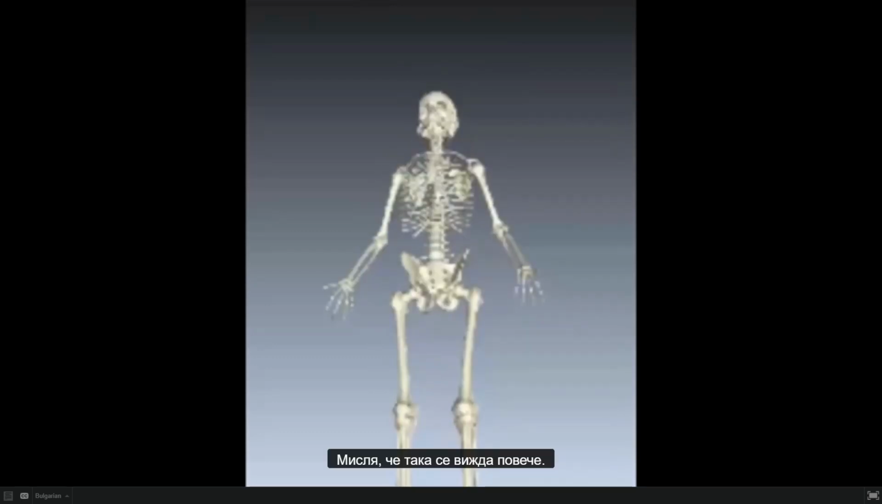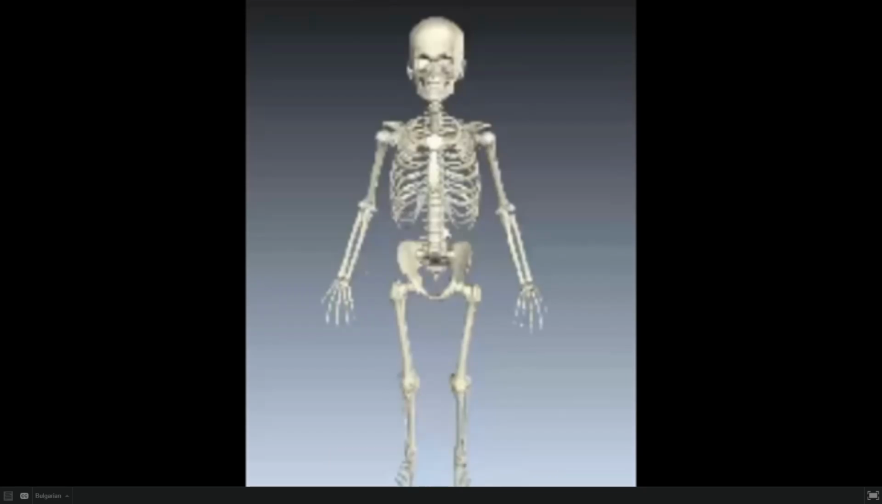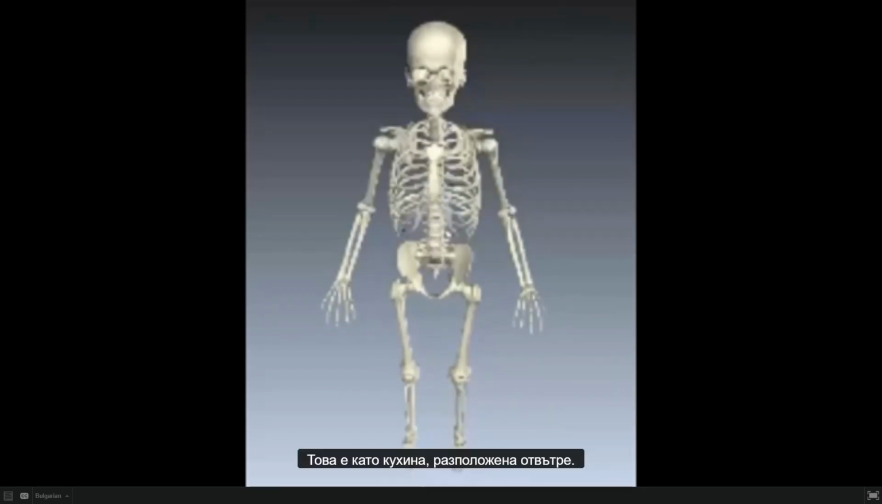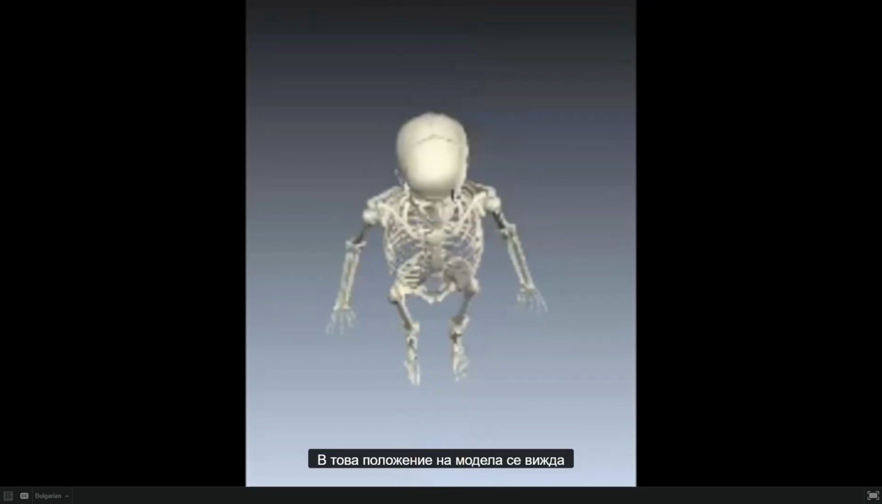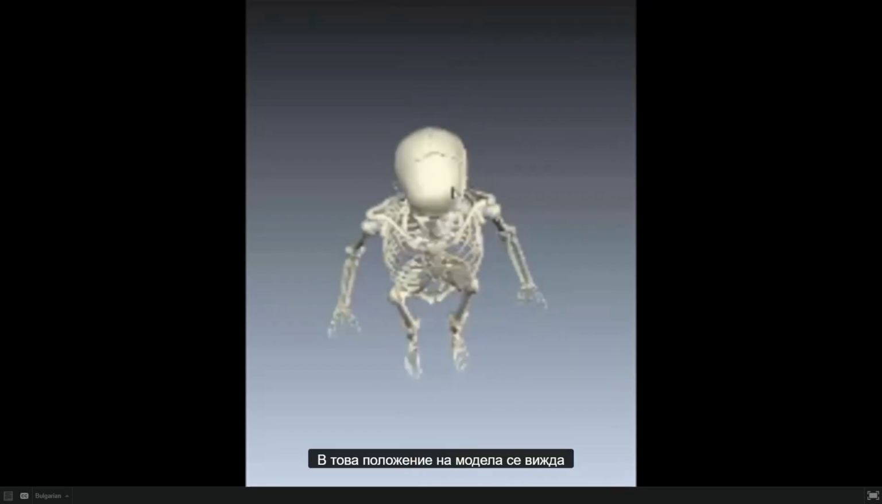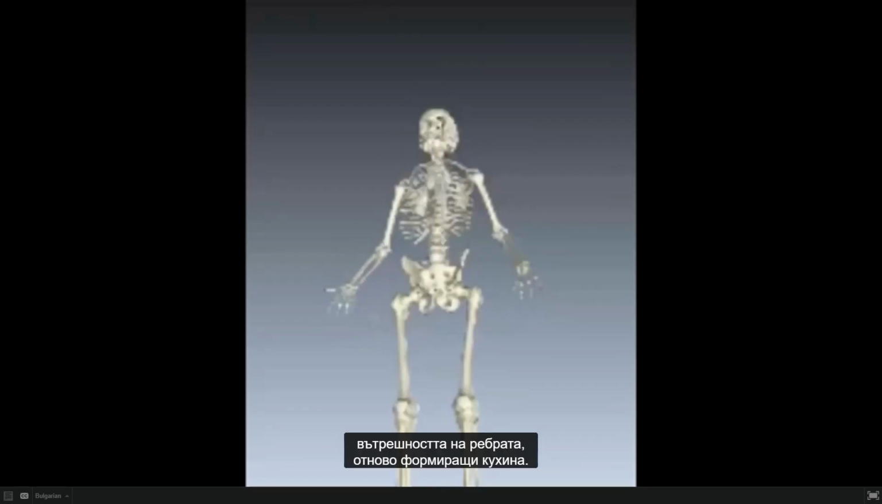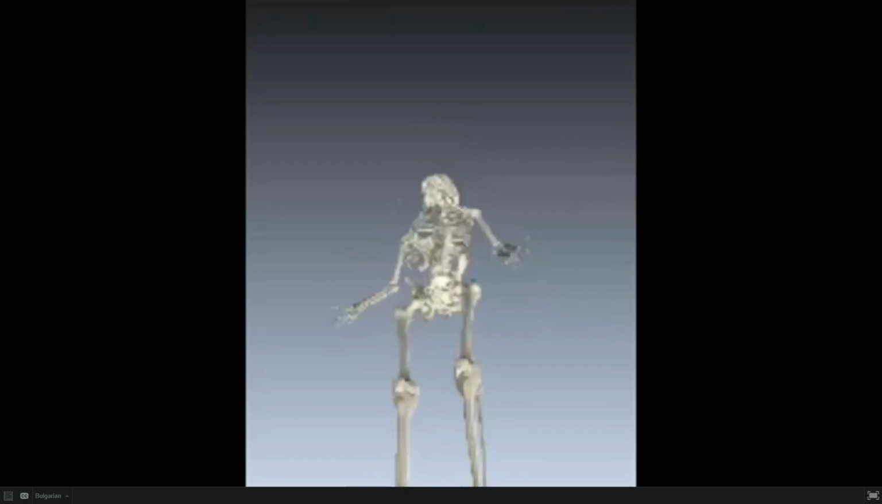I think it's more visible like that. You see, this is like a cave. If you put the model like this, you are able to see inside of the ribs. It's again like a cave, you see? Inside.